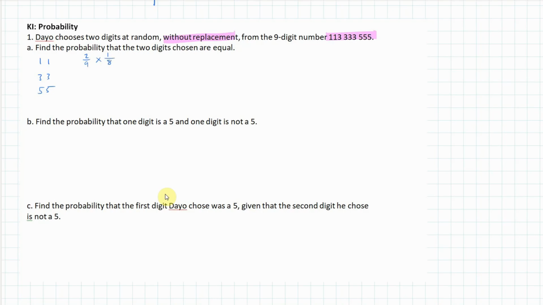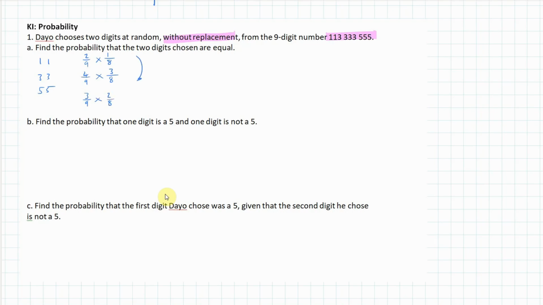And then the 3s, we've got 4 3s, so that should be 4/9. And then the second pick, there's only going to be 3 of those 3s left, and there's only 8 digits left. Now for 5 5s, it's 3/9, because there's only 3 of them to start off with, and then the second pick would be 2 8s.